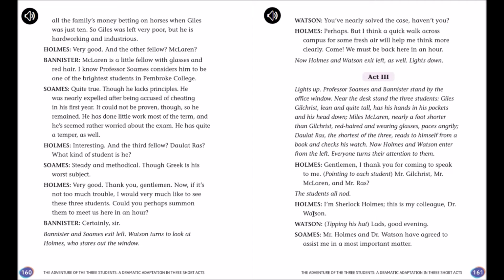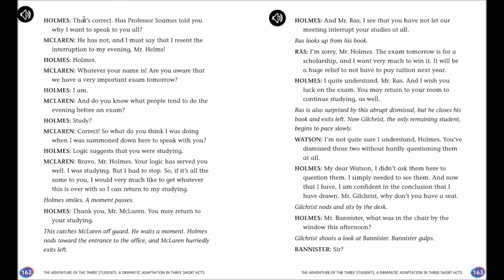This is my colleague, Dr. Watson. Watson, tipping his hat. Lads, good evening. Soames: Mr. Holmes and Dr. Watson have agreed to assist me in a most important matter. Holmes: That's correct. Has Professor Soames told you why I want to speak to you all?